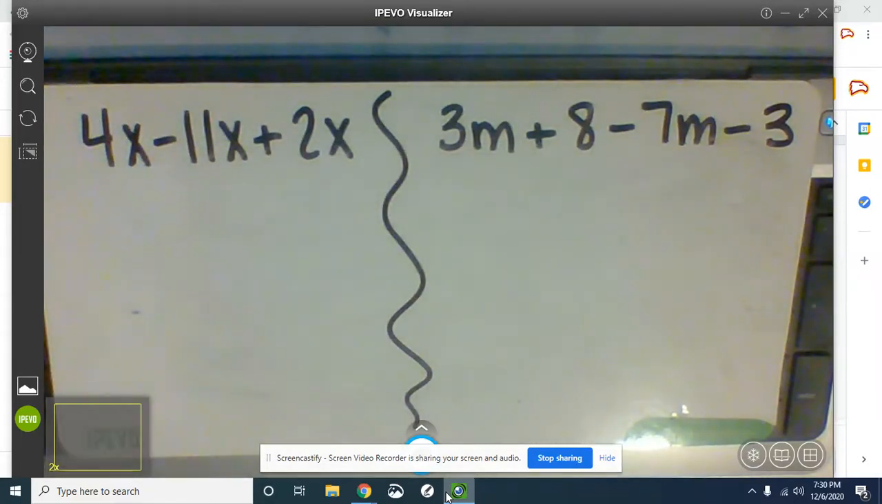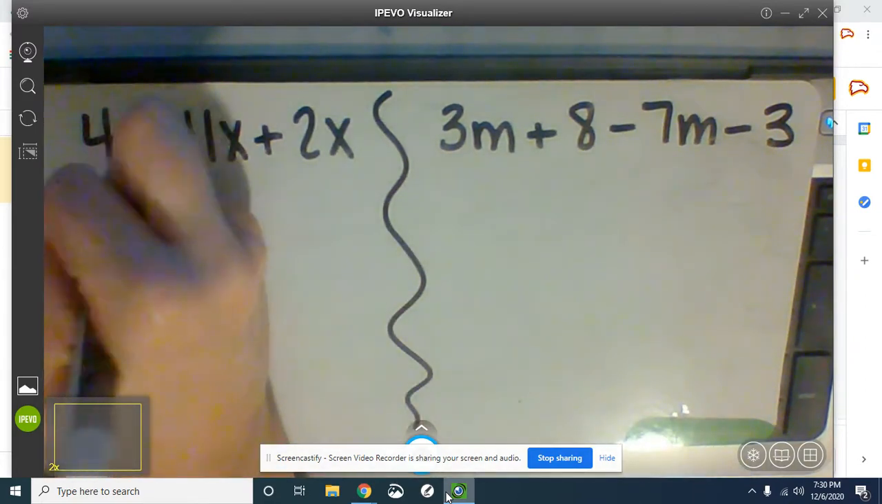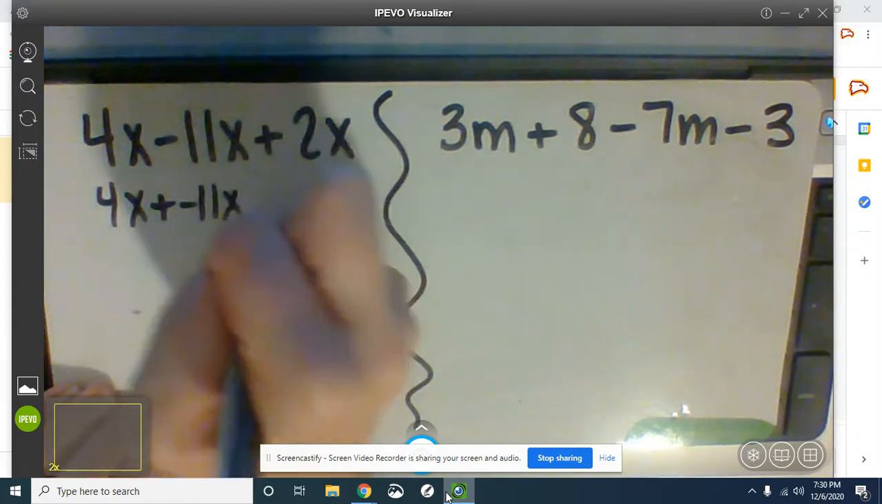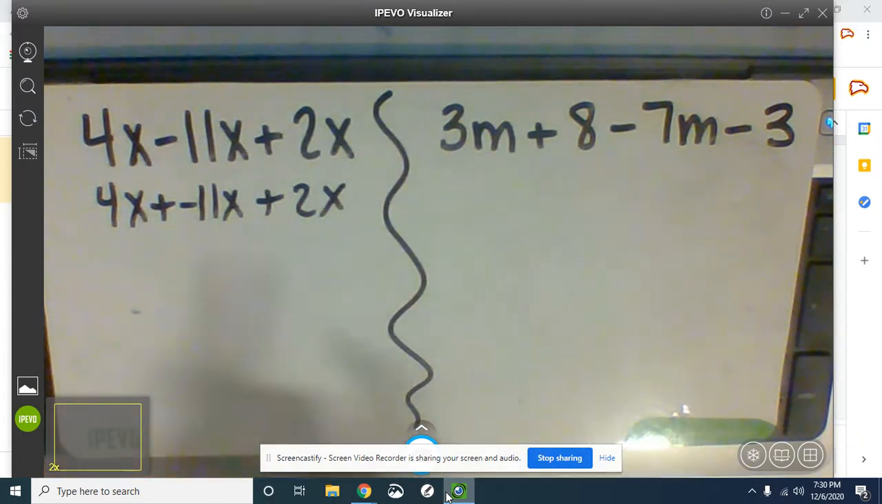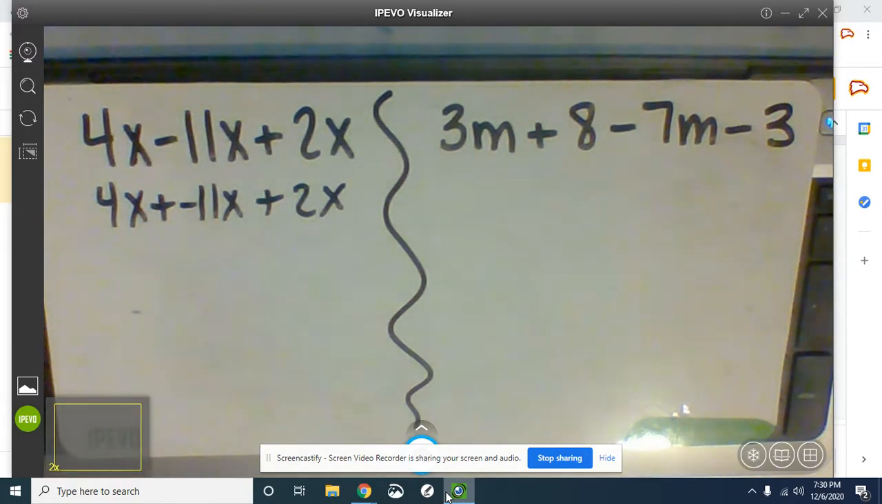Right, let's look at two examples that require us to combine like terms. Anytime we have subtraction, we just want to start by rewriting it as adding the opposite. So this will be rewritten as 4x plus negative 11x plus 2x. Hopefully you notice that all the terms are like terms in this example because they are all variable terms and they all have the same variable.